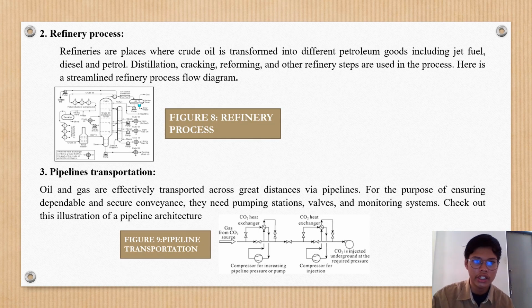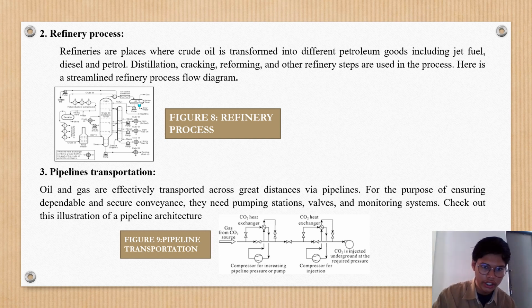Refinery process. Refineries are places where crude oil is transformed into different petroleum goods including jet fuel, diesel, and petrol. The distillation, cracking, reforming, and other refinery steps are used in the process. Here is a streamlined refinery process flow diagram.